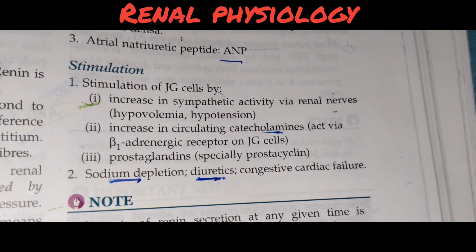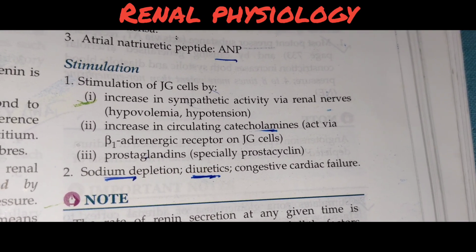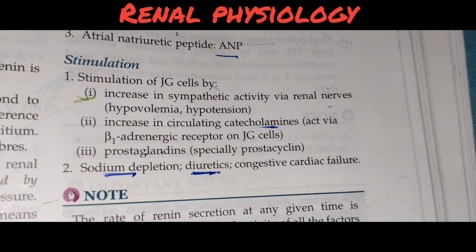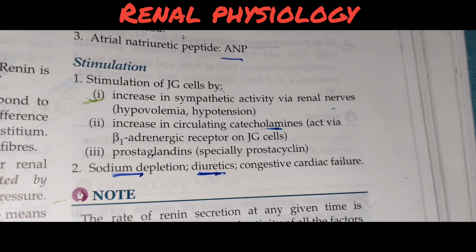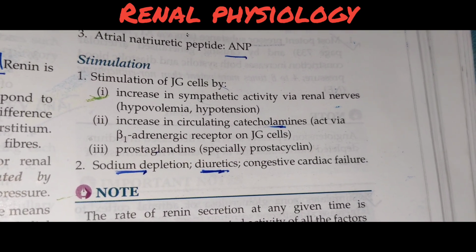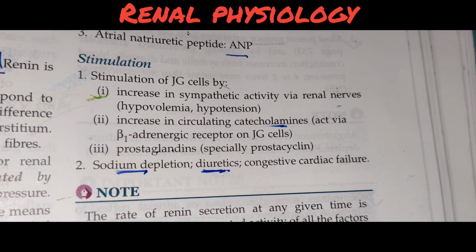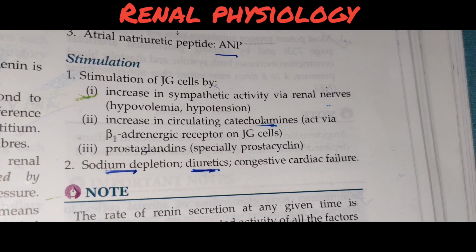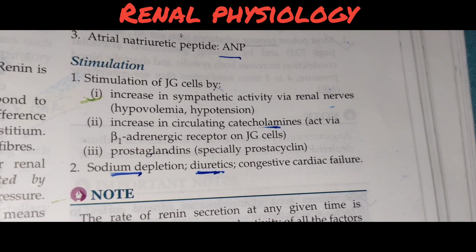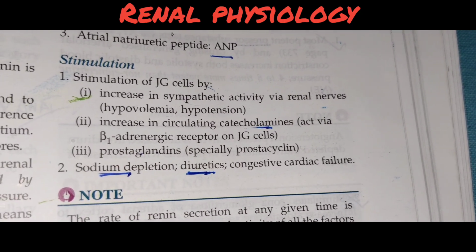Okay, so how will they be stimulated? First of all, by increasing the sympathetic activity, which is due to hypovolemia or hypotension, as we discussed earlier. Then there are beta-1 adrenergic receptors, which are sympathetic in nature. So if there is an increase in circulating catecholamines, they will act on the beta-1 adrenergic receptors and stimulate them. Then prostaglandins also stimulate the cells.